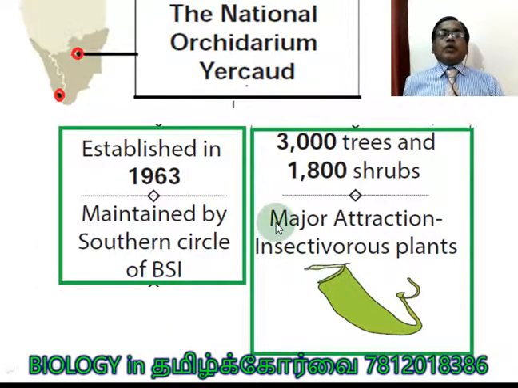The National Orchidarium, Yercaud, Tamil Nadu, established in 1963, maintained by Southern Circle of BSI. 3,000 trees and 1,800 shrubs are there. Major attraction, the insectivorous plants. Insectivorous plants are also maintained in this National Orchidarium, Yercaud.